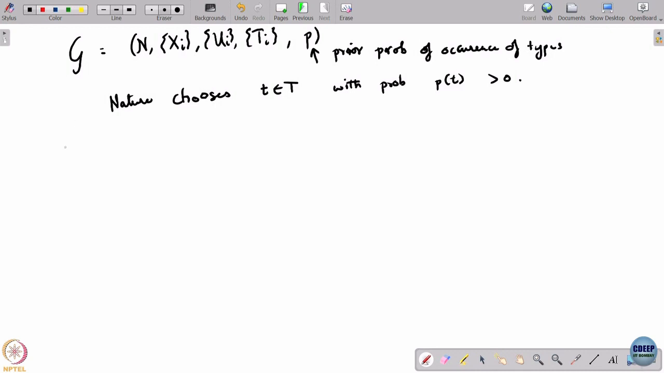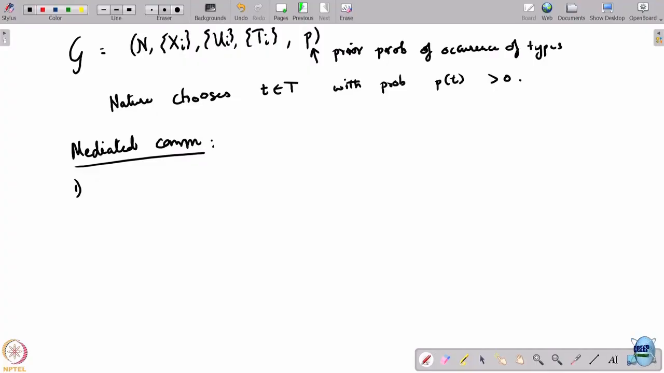Okay. So now what is mediated? So again, we'll look at mediated communication in this case. So now players have private information. Because the game is of incomplete information, players are being born with various types. All right. So the mediator now asks each player for its type. Okay, this is the first step.